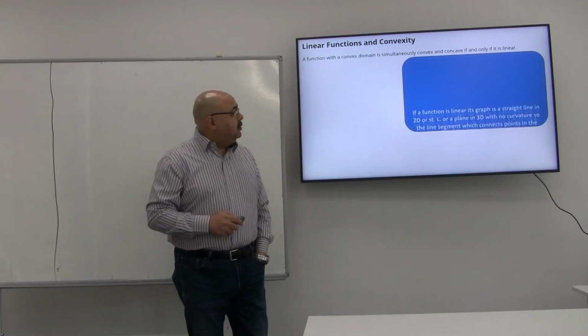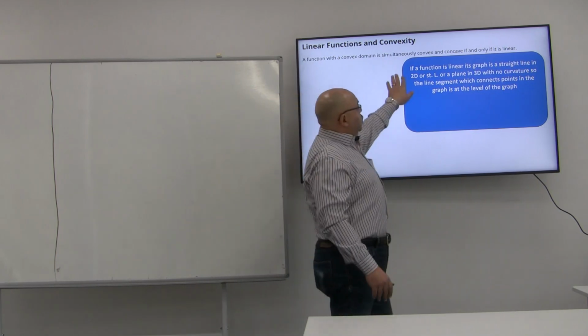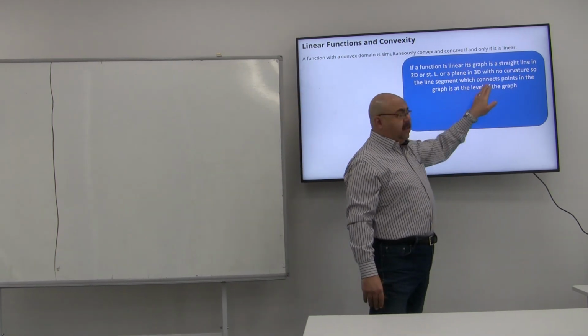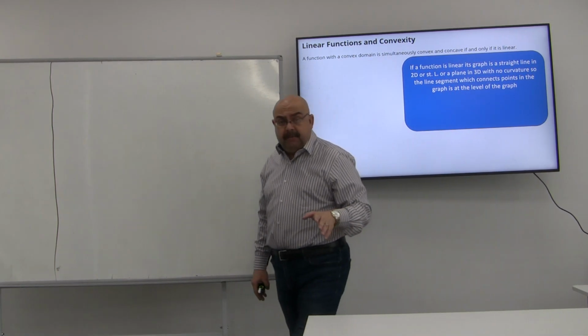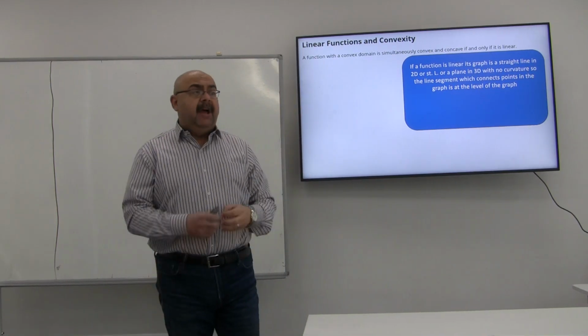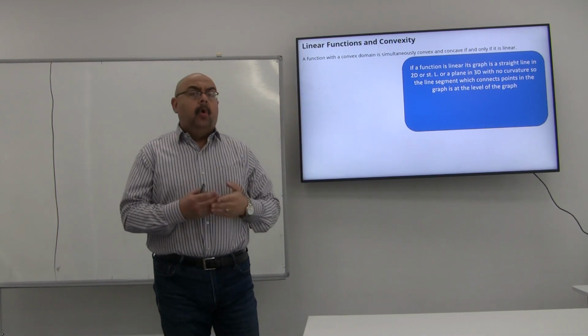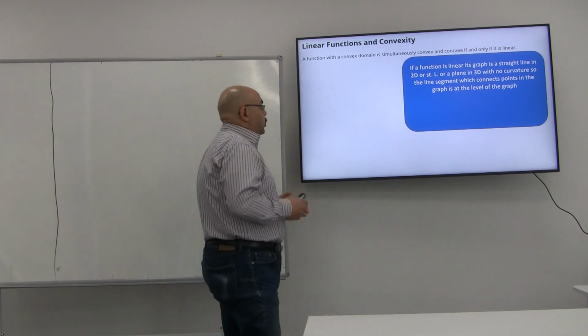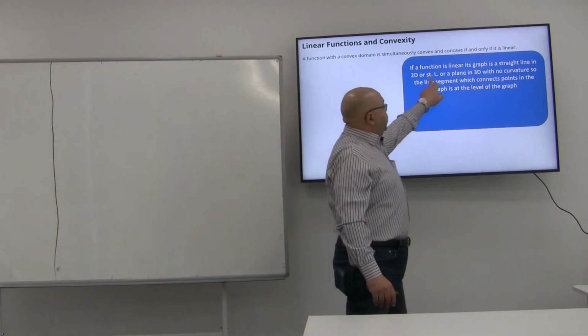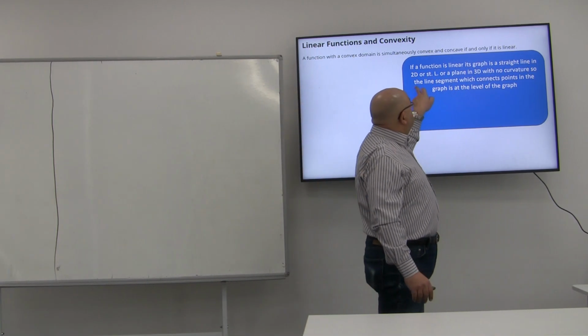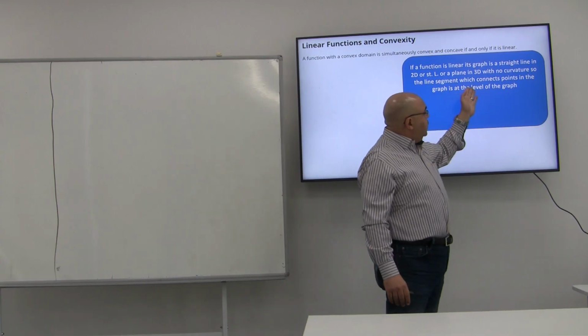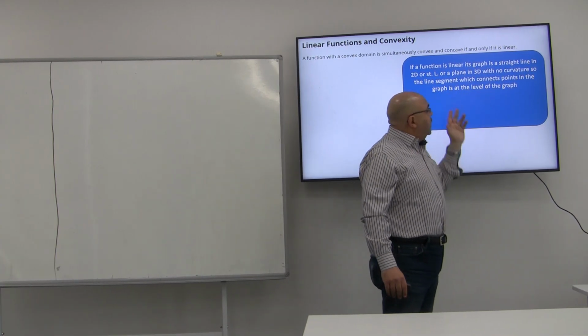What we mean about linear functions: if a function is linear, its graph is a straight line if you are talking in 2 dimensions, or it's going to be represented by a line in 3 dimensions or a plane in 3 dimensions. This is very, very important. In 3D, with no curvature, the line segment which connects points in the graph is at the level of the graph.